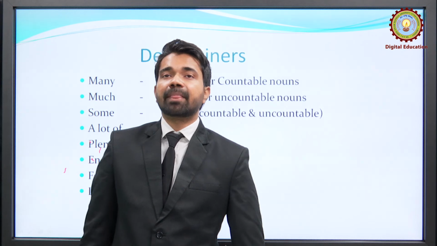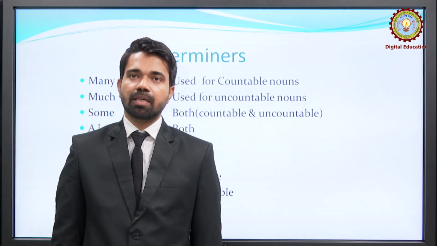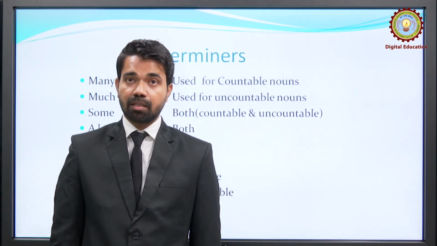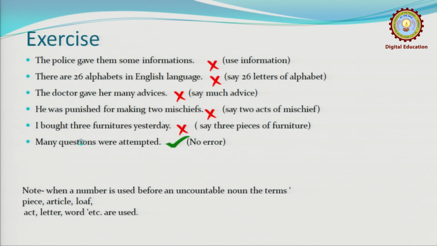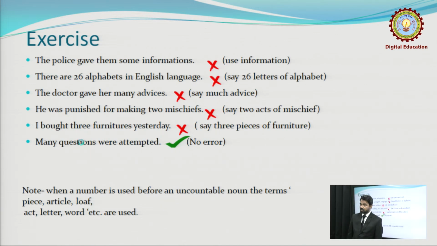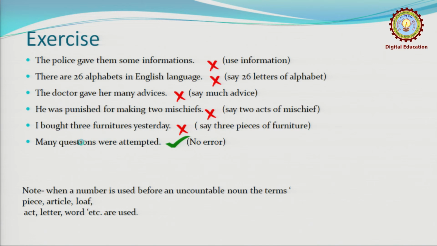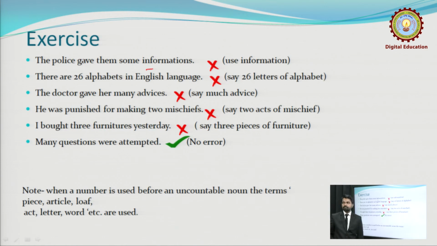Say one more example. He has some money, correct. He has many monies, incorrect. He has much money, correct. Now, we have some questions here. We would like to discuss these all. The police gave them some informations. So, tell me, is information countable or uncountable? This is an uncountable noun, information. So if we are using the plural form of information, this will be a wrong idea. So what we have to say is, the police gave them some information.